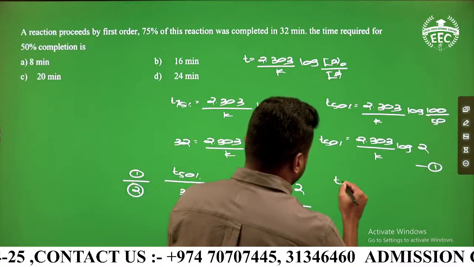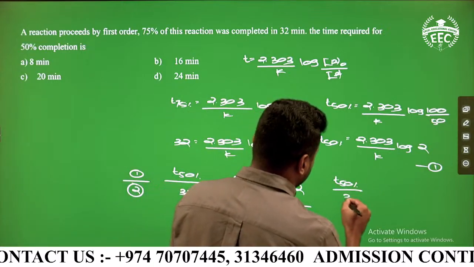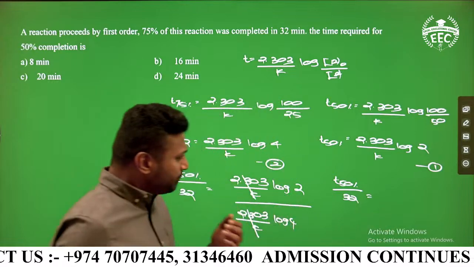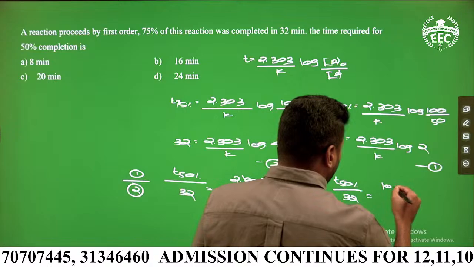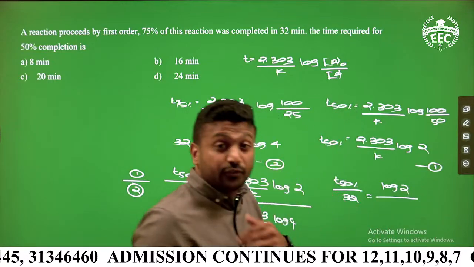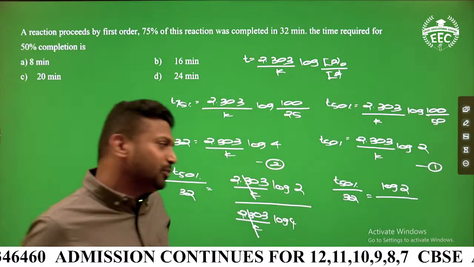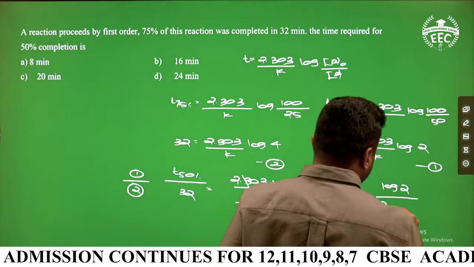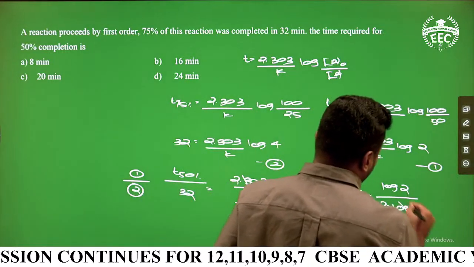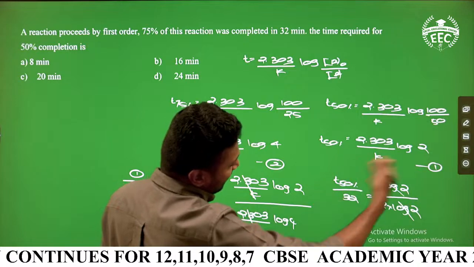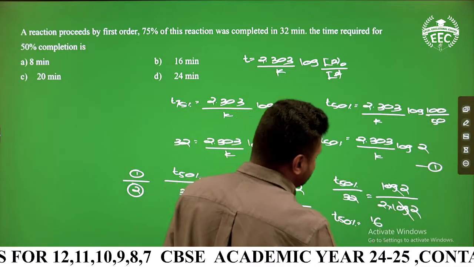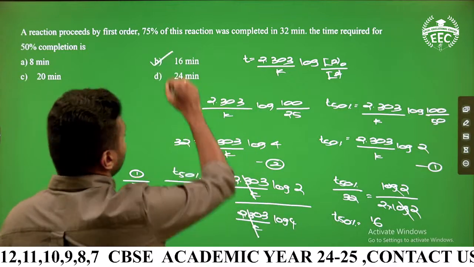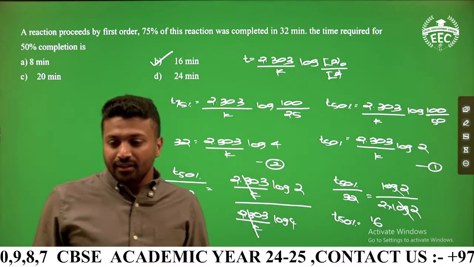Time taken for 50% divided by 32 is log 2 by log 4. What is log 2 by log 4? Can I keep log 4 as log of 2 squared, same as 2 log 2? So 2 will come in front, so 2 into log 2. I can cancel log 2 and log 2. 32 will come over that side. We'll be getting T50 as 32 by 2, called 16. Go with option B. Hope you got the logic right.